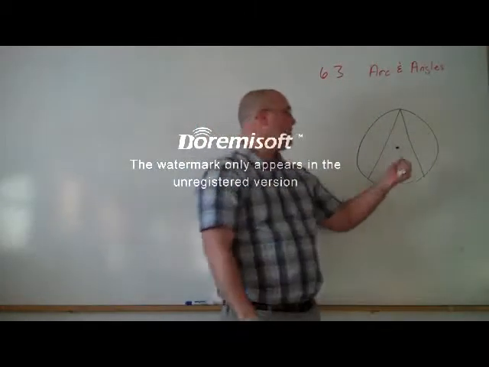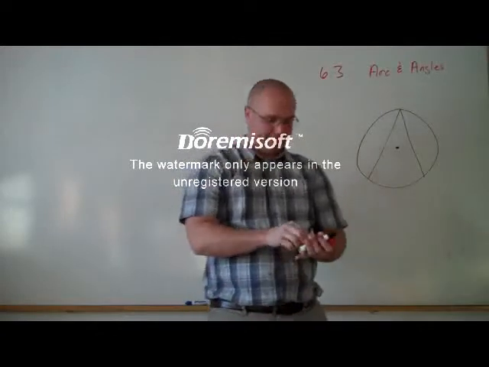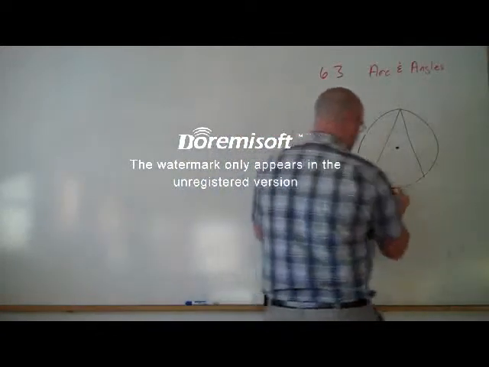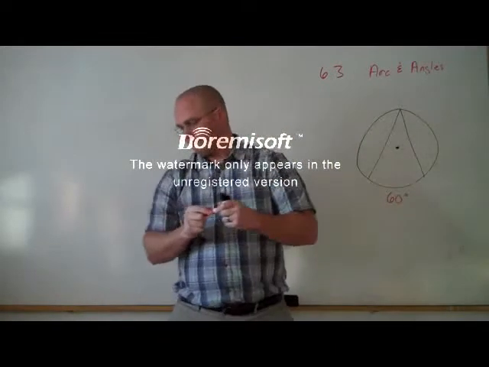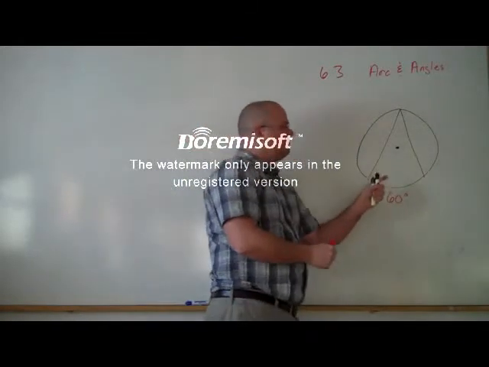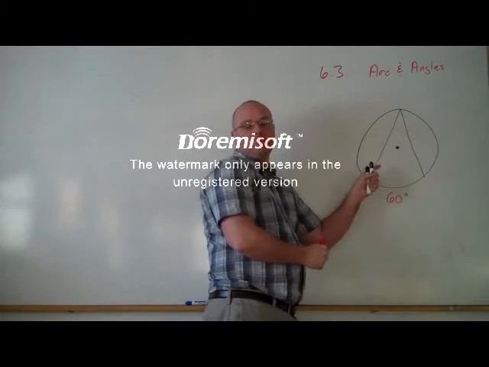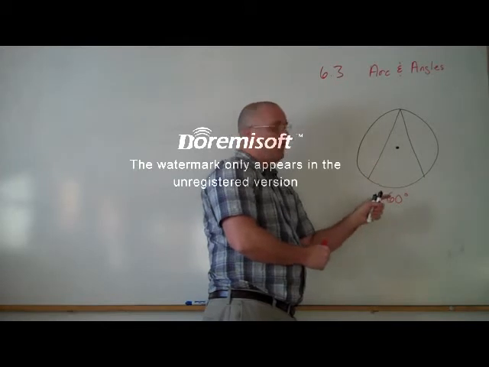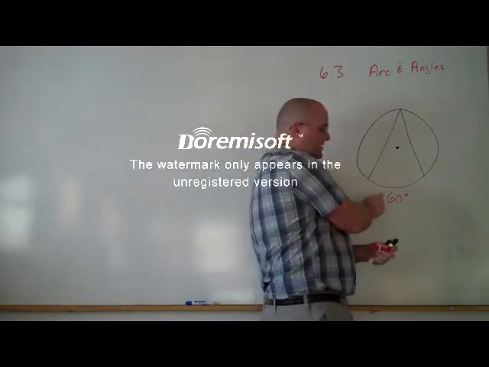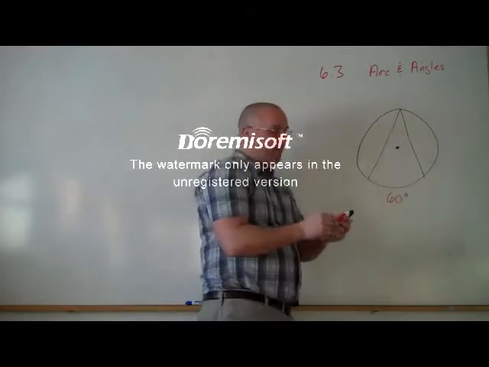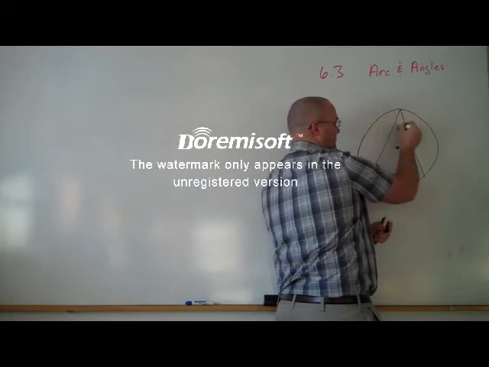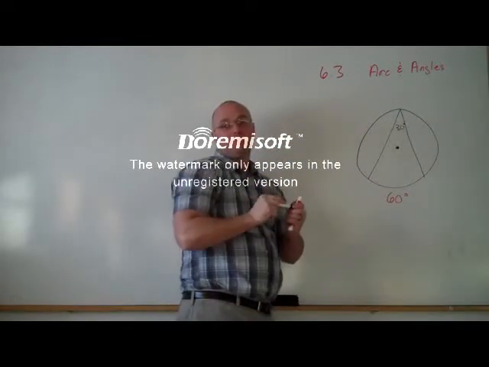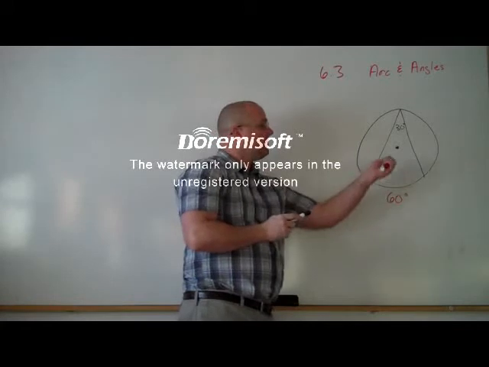Inscribed angle conjecture. Alright, we have an angle inscribed in a circle. Inscribed angle. So the conjecture says if we have an arc of 60 degrees, this angle up here is half of it. So the angle is 30 degrees. Easy one.